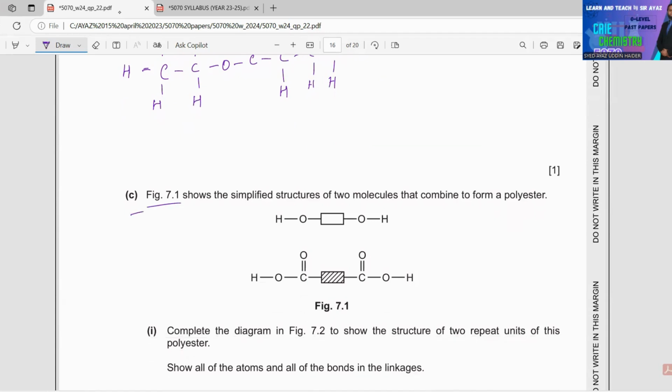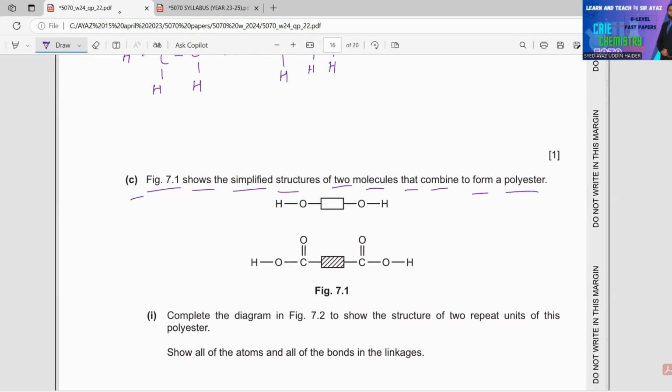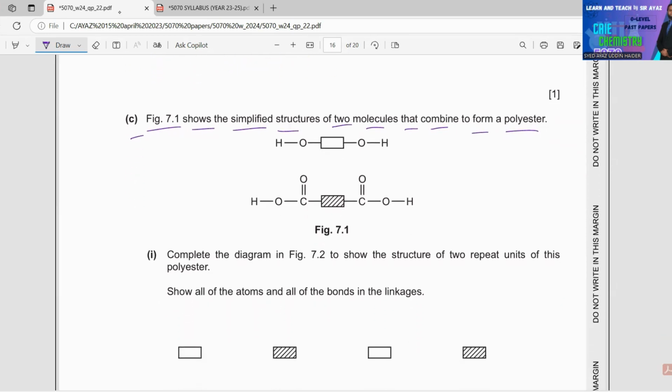C: Figure 7.1 shows the simplified structures of 2 molecules that combine to form a polyester. The top one must be a diol, there are 2 OH groups, and the second one must be a dicarboxylic acid, with COOH groups on both ends. Number 1: complete the diagram in Figure 7.2 to show the structure of 2 repeat units of this polyester. Show all of the atoms and all of the bonds in the linkages.